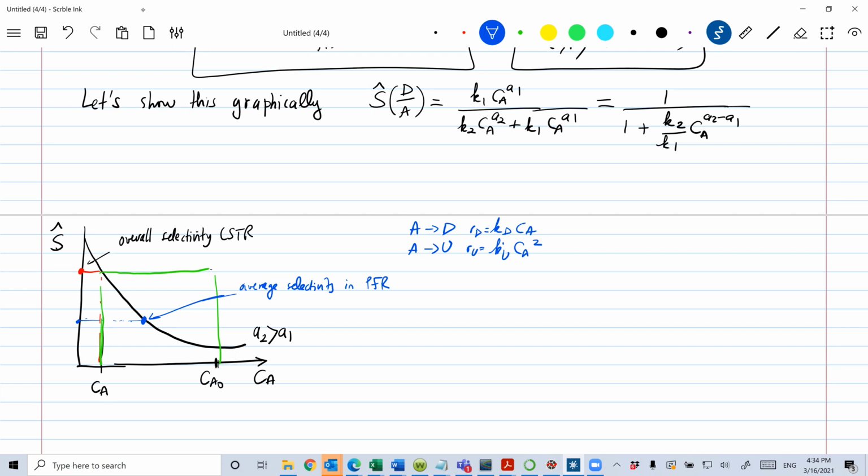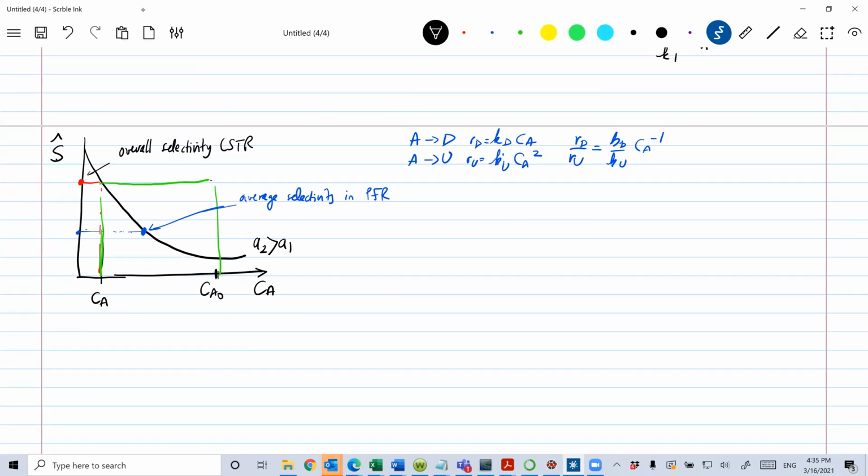It tells you that you should run this reaction in a CSTR to maximize the selectivity for D, which basically means that you should keep the concentration of A low, because when you do RD over RU, it's KD over KU times CA to the minus 1 power. So you see how graphically it also makes sense. It all makes sense. So if you do it in a PFR, not very good. Your selectivity is going to suffer. Now let's look at the reverse system, where now A1 is larger than A2.